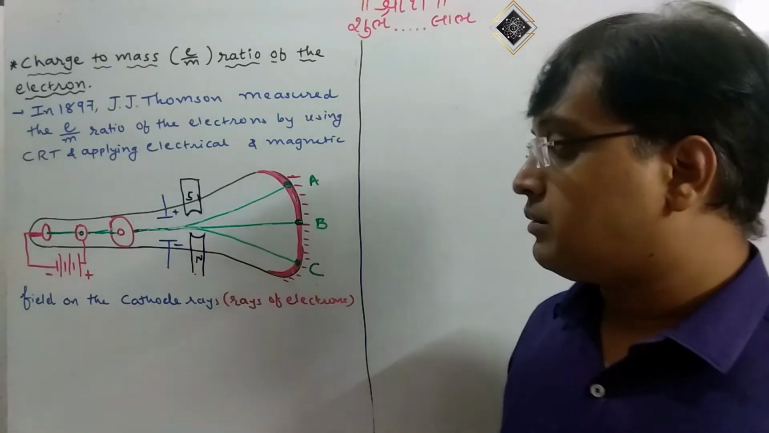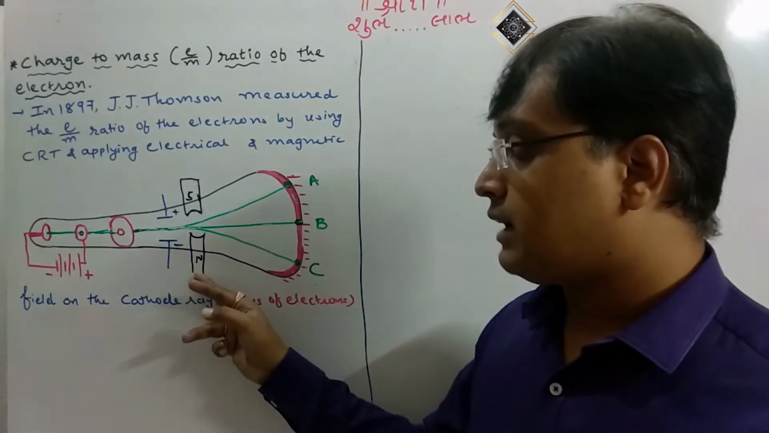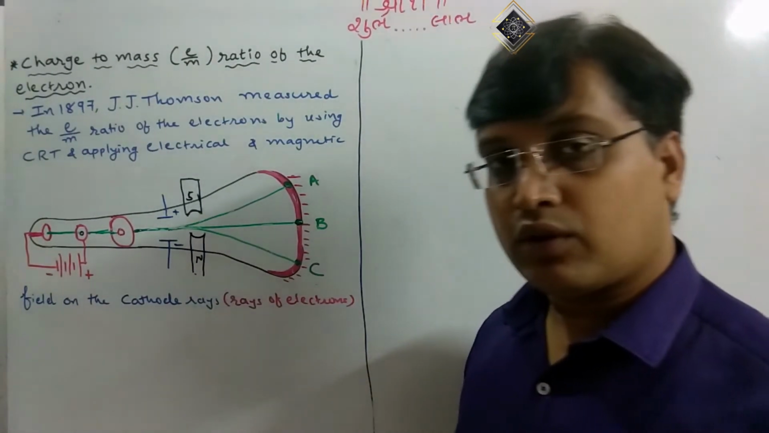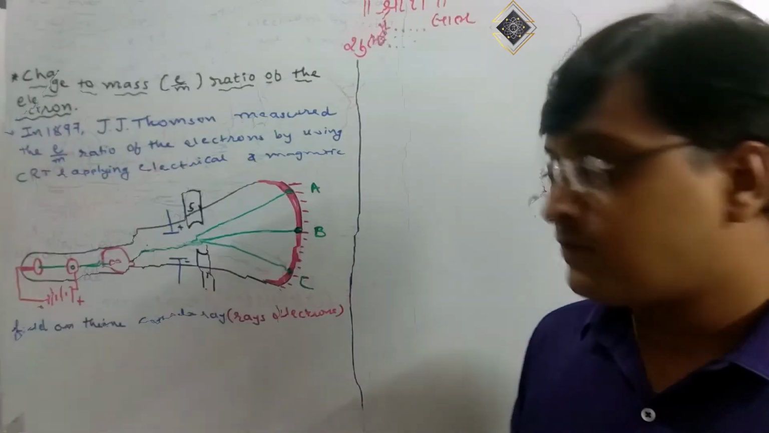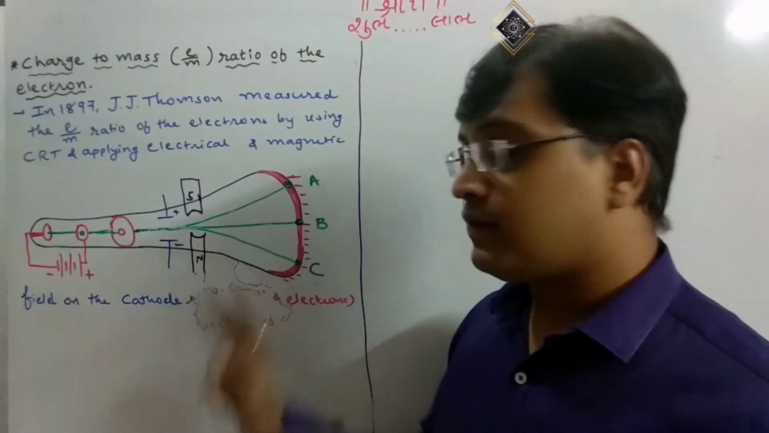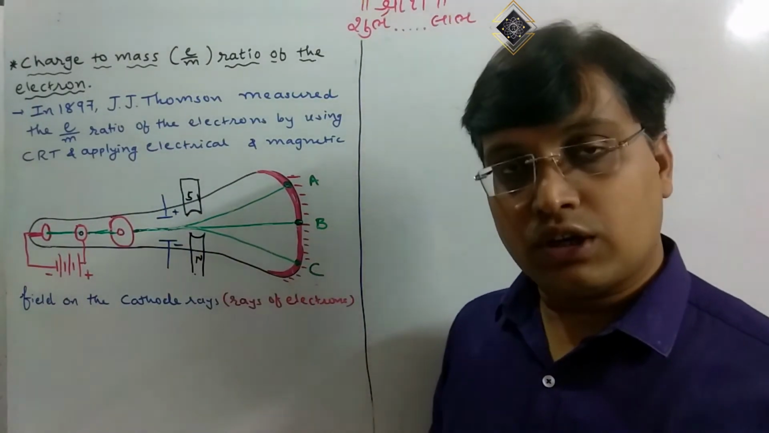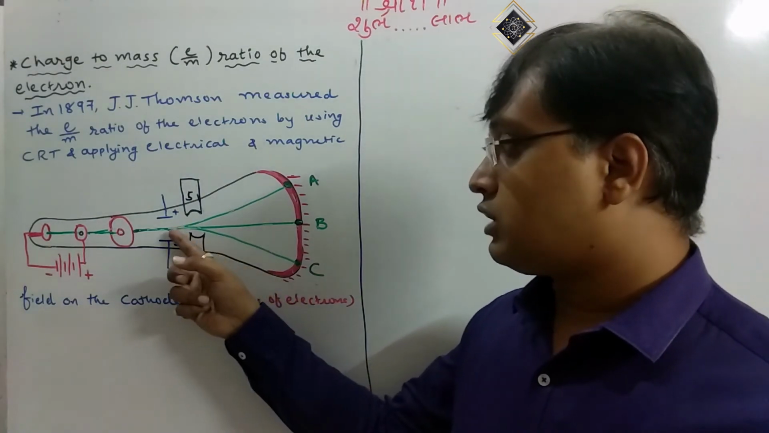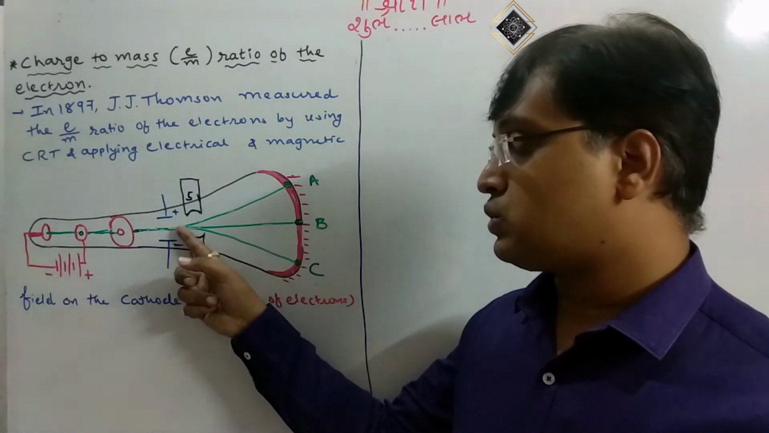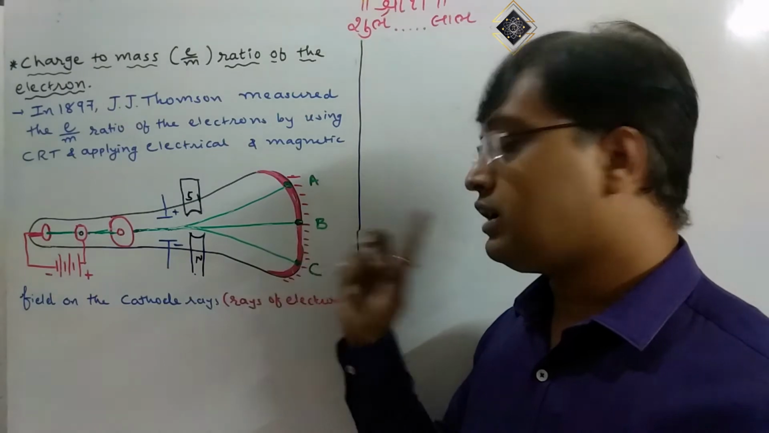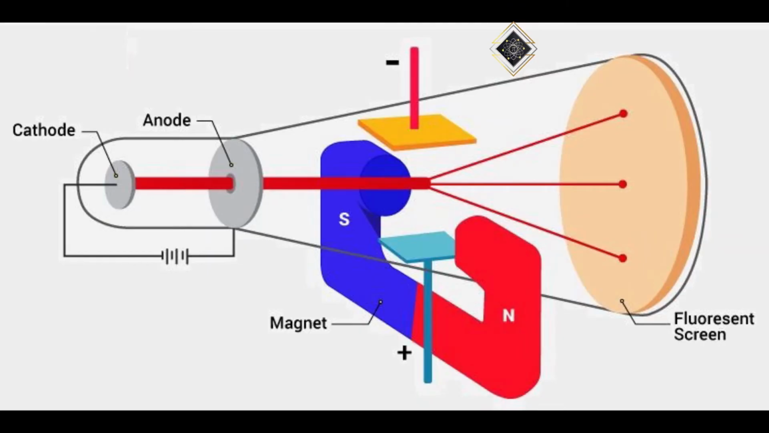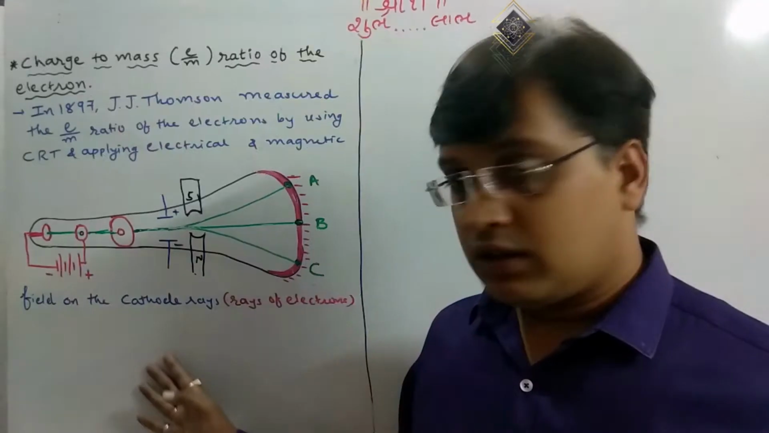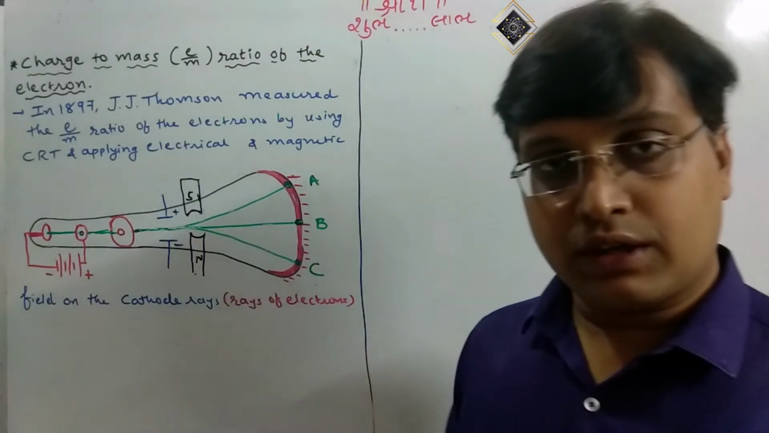Then by changing the electrical field and magnetic field simultaneously, J.J. Thomson measured the deflection of the cathode rays according to the changes. When he balanced the electrical field and magnetic field which are perpendicular to each other, he observed that these rays do not show the deflection and strike at the point B. Clear? Let's write the theory of this particular topic.